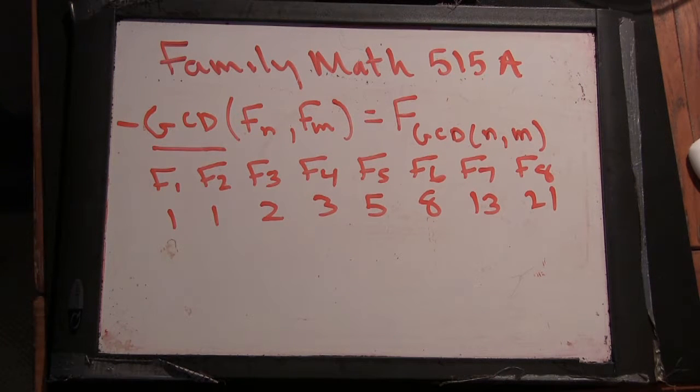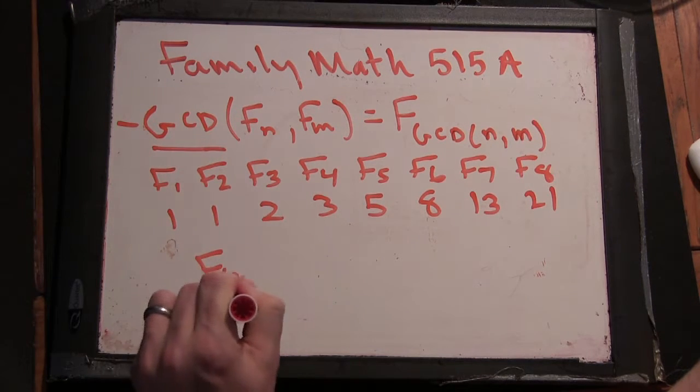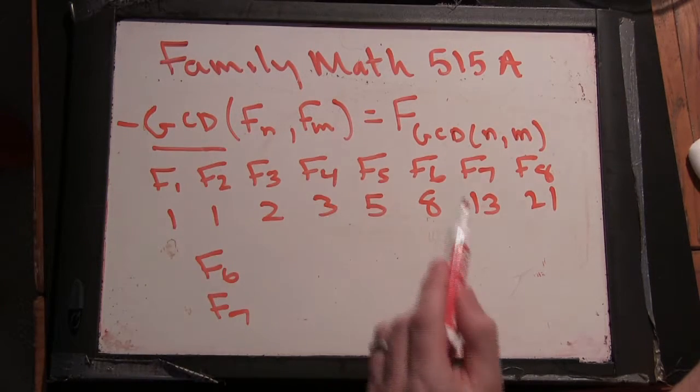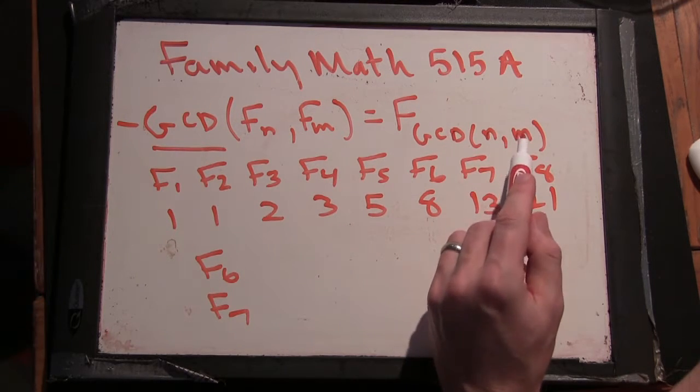How about Fibonacci number 6 and Fibonacci number 7? Fibonacci 6 and Fibonacci 7. So our formula should say the greatest common divisor of Fibonacci 6 and Fibonacci 7 should be the Fibonacci number of the greatest common divisor of 6 and 7.